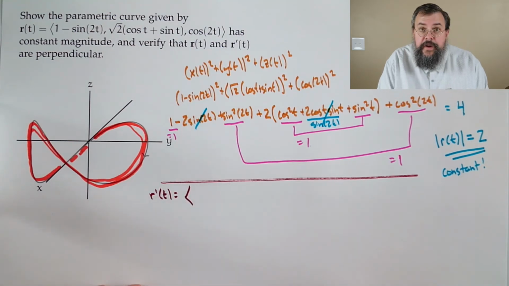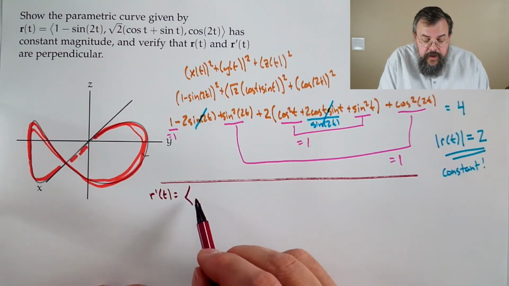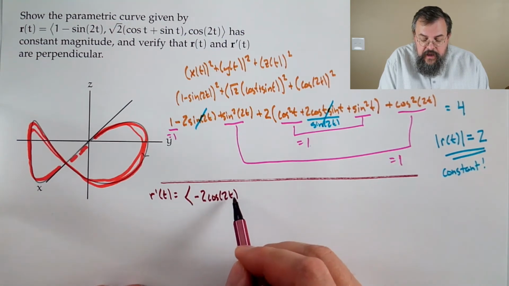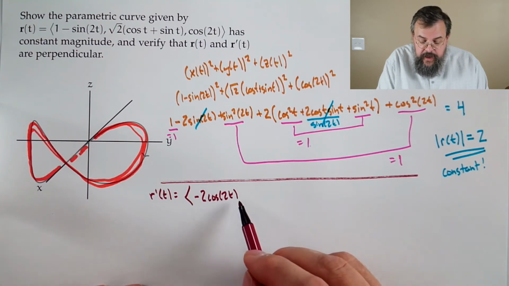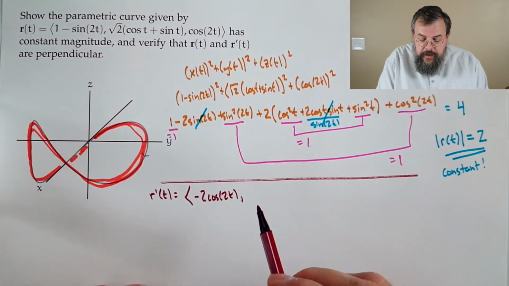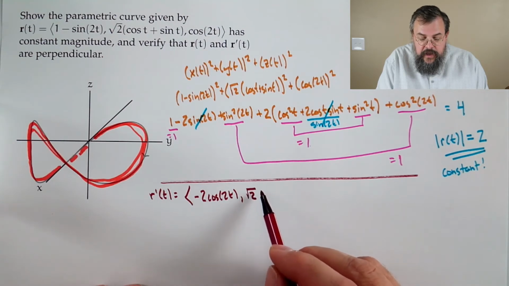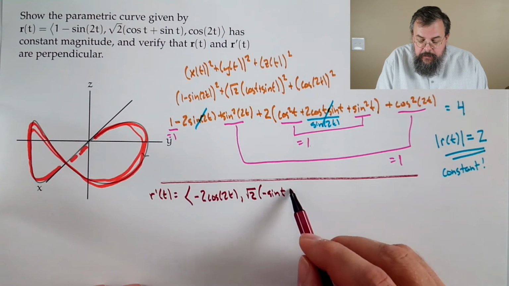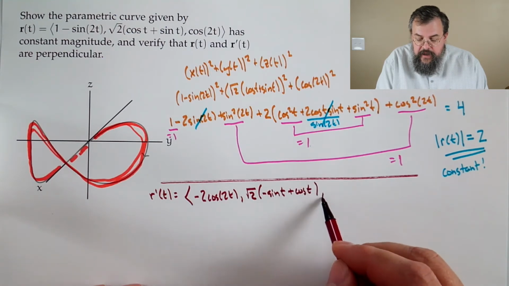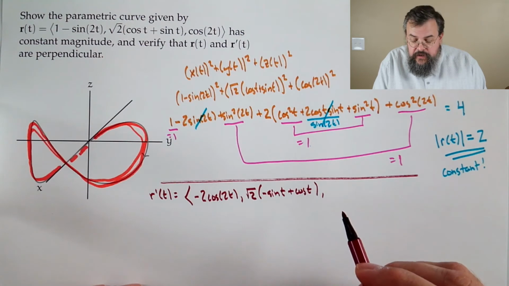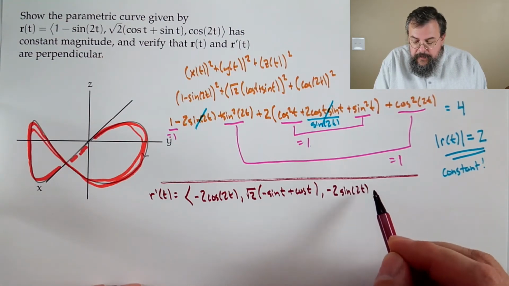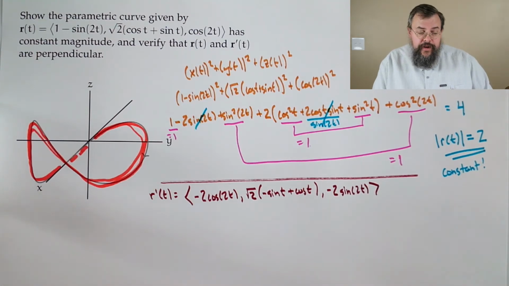Go through term by term. Go to the first term. Well, it will be minus 2 cosine 2t. The 2 comes out by the chain rule, comma, and then we come here. We're going to get root 2, and the derivative of cosine is minus sine, derivative of sine is plus cosine. Then come to the last term. Derivative of cosine 2t is minus 2 sine of 2t. Good. Great progress.